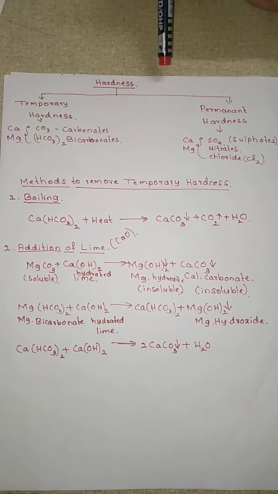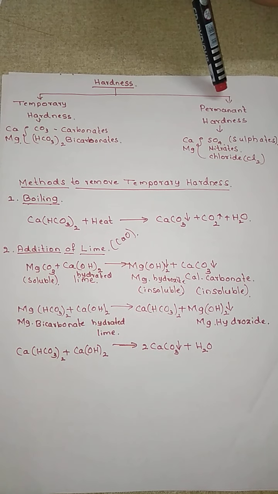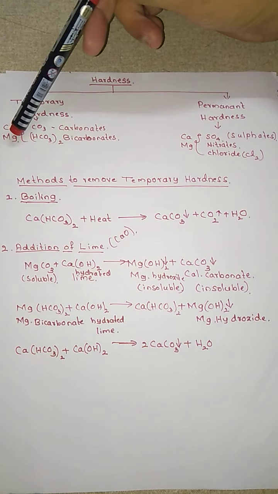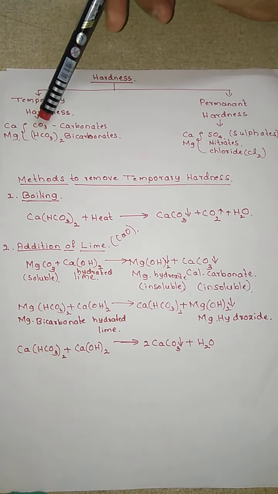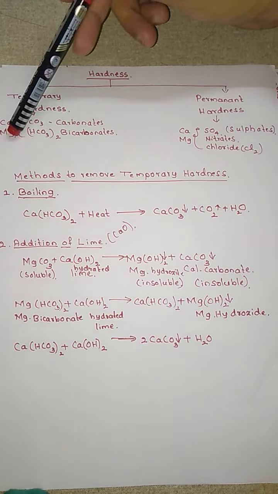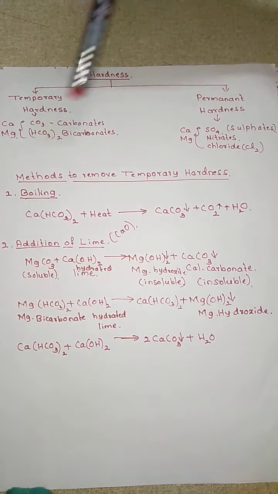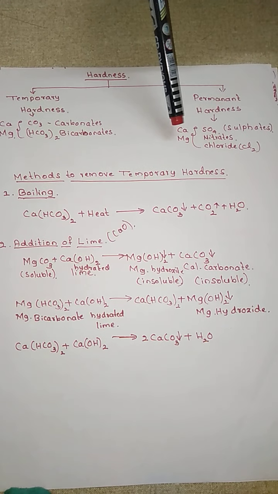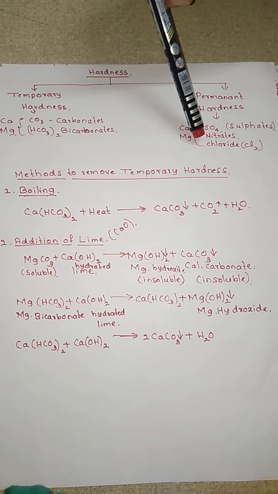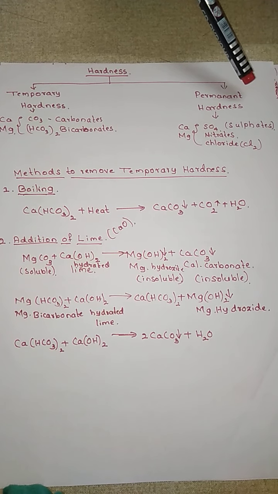In today's class, we are going to see how to remove the temporary hardness and how to remove the permanent hardness. Now, hardness is caused due to the presence of calcium and magnesium associated with carbonates and bicarbonates. That means calcium carbonate, calcium bicarbonate, magnesium carbonate and magnesium bicarbonate. It causes temporary hardness. Now, what is permanent hardness? That is calcium and magnesium associated with the sulfates, nitrates and chloride. Together they cause the permanent hardness.